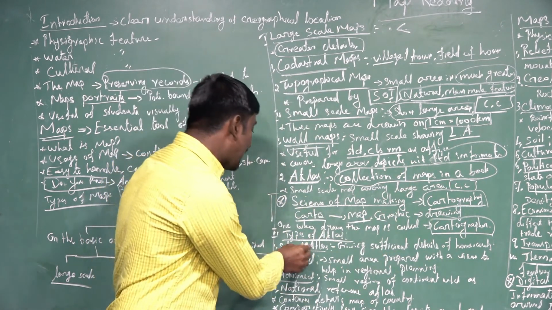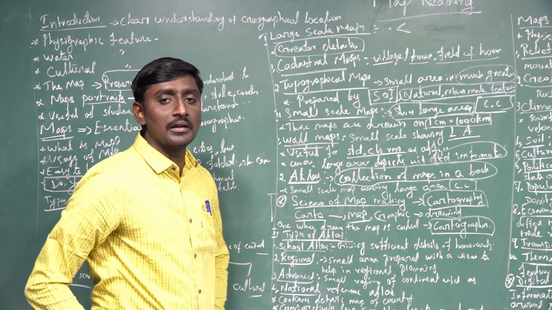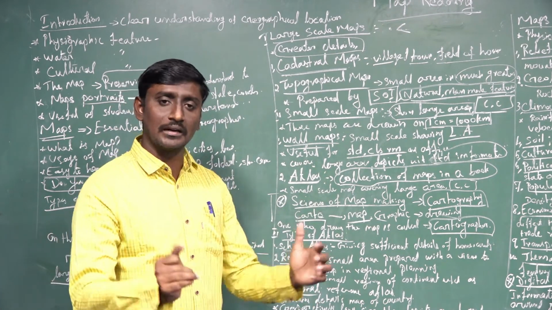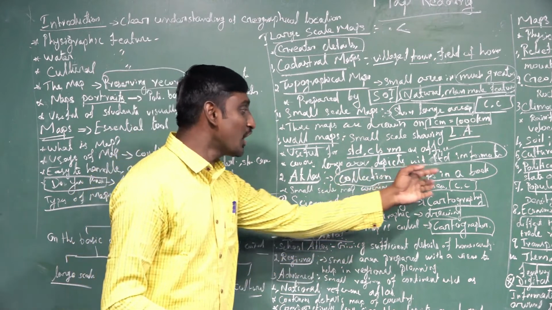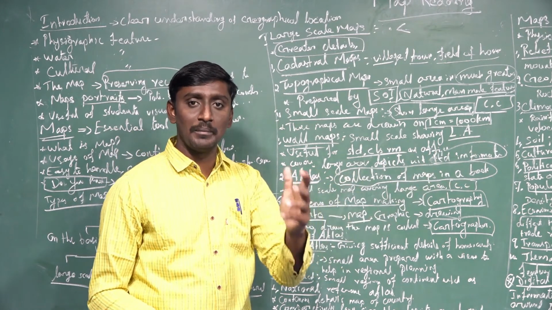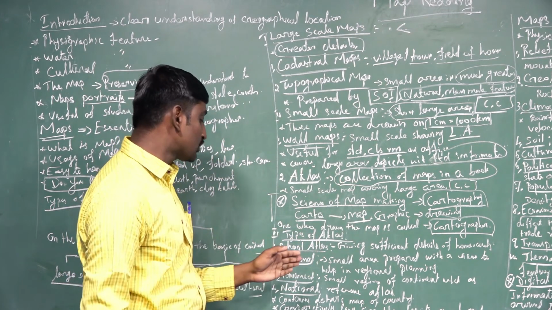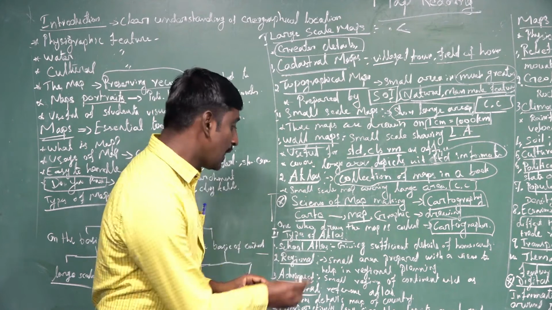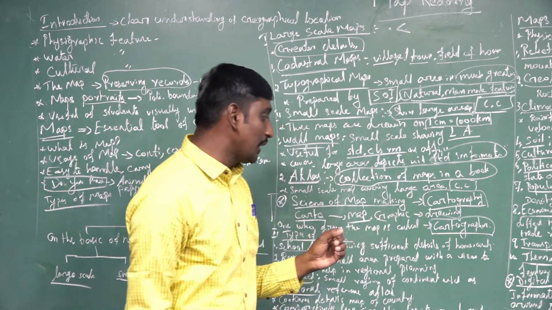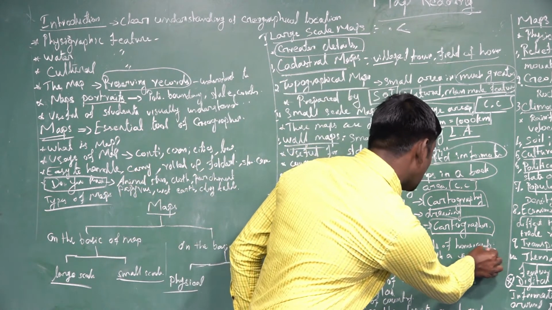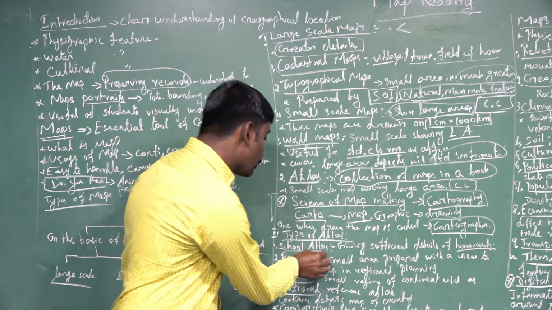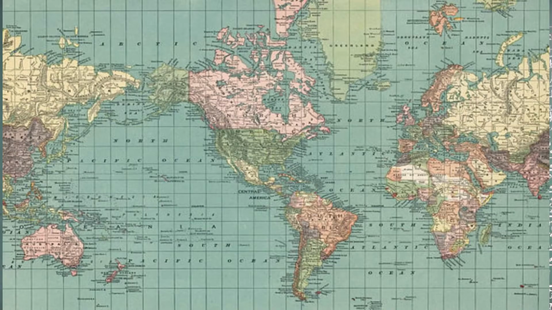And the next, types of atlas. First of all, what is an atlas? An atlas is nothing but a collection of maps in a book. And then types of atlas. First one, school atlas, giving sufficient detail of the home and country. Sufficient means enough.